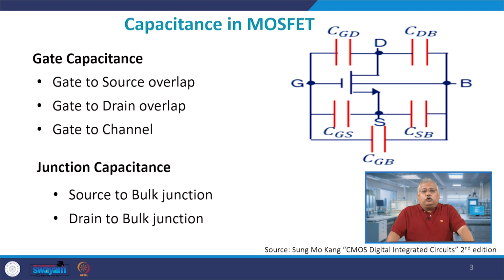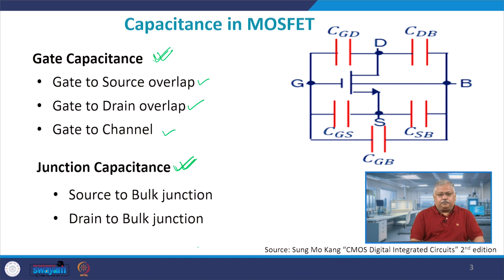Let me switch to a new topic in MOSFET, and that is capacitance in MOSFET. There are two types of basic capacitances in a MOSFET: one is the gate capacitance, and another is the junction capacitance. From where are these capacitances coming into the picture? Typically when you talk of gate capacitance, we talk of gate to source overlap, gate to drain overlap, and gate to channel.